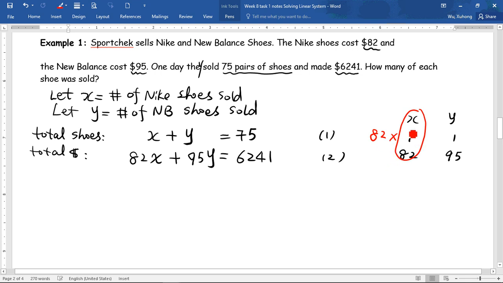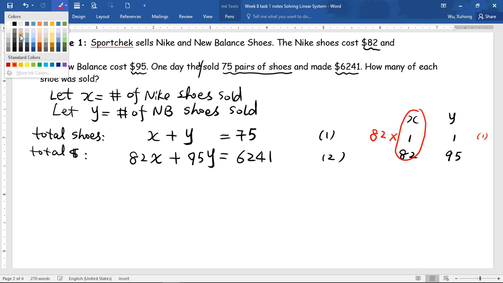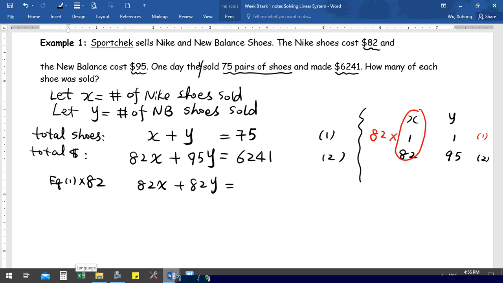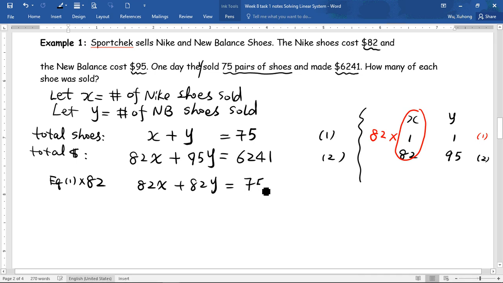So this one is 82. We don't need to multiply a number to both equations. If we times equation 1 by 82, then we have the x value the same, so we don't need to times the second equation by another number. Okay, this is rough work. Equation 1 times 82: each term times 82, we are going to have 82x, 82y, and 75 times 82. Okay, so this is equation 3.